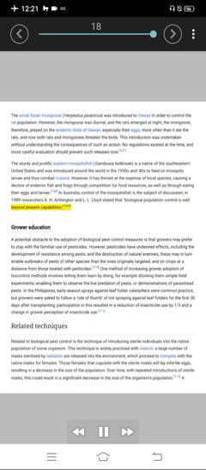Grower education. A potential obstacle to the adoption of biological pest control measures is that growers may prefer to stay with the familiar use of pesticides. However, pesticides have undesired effects, including the development of resistance among pests, and the destruction of natural enemies. These may in turn enable outbreaks of pests of other species than the ones originally targeted, and on crops at a distance from those treated with pesticides.